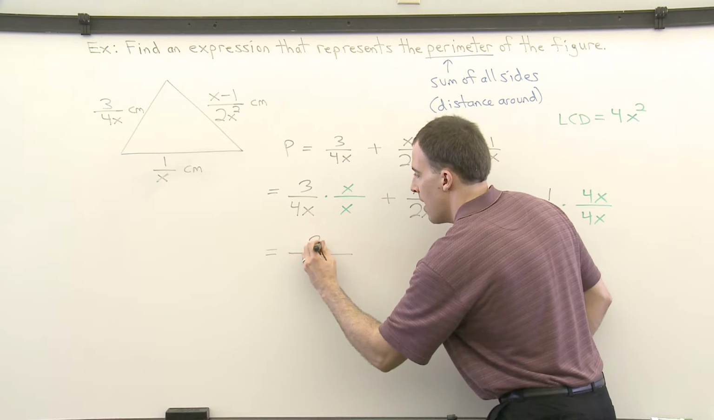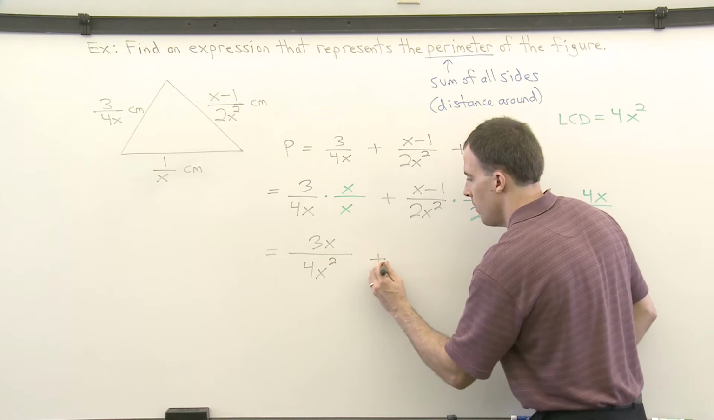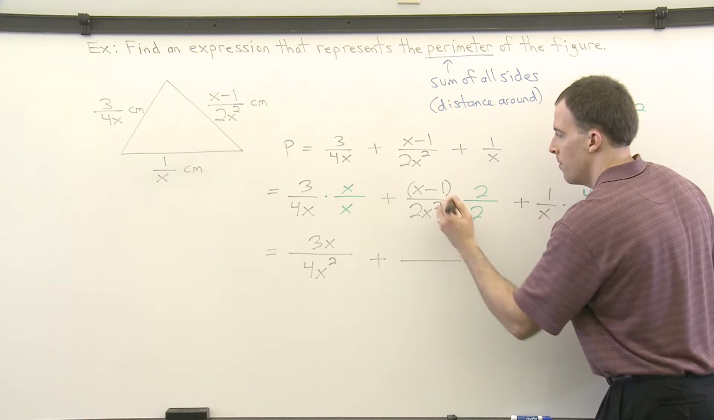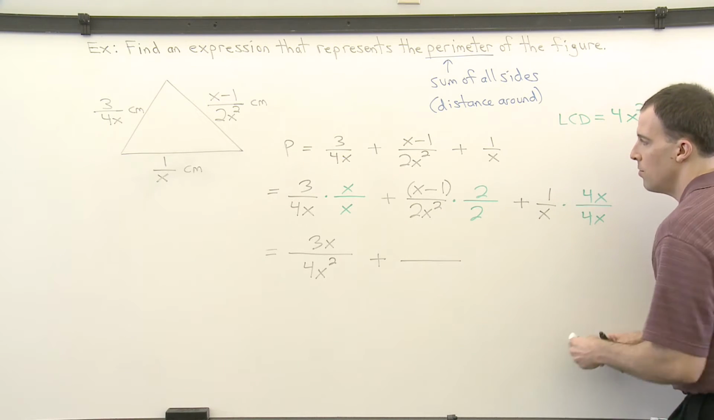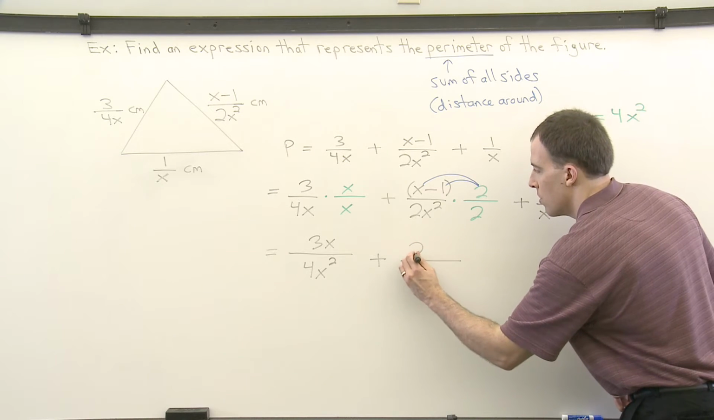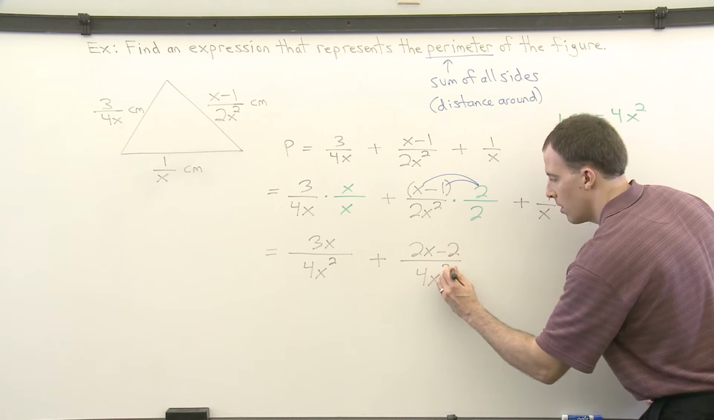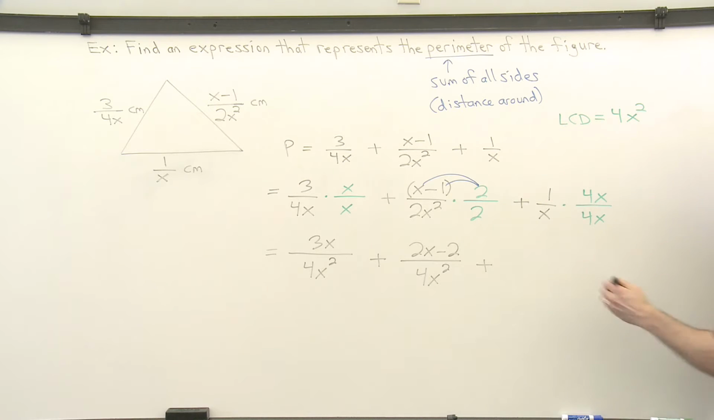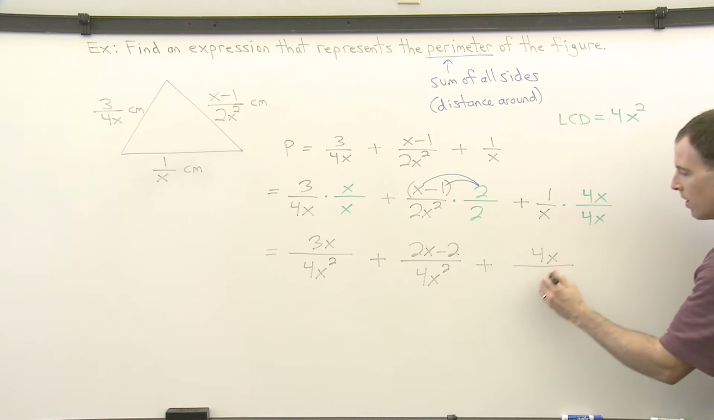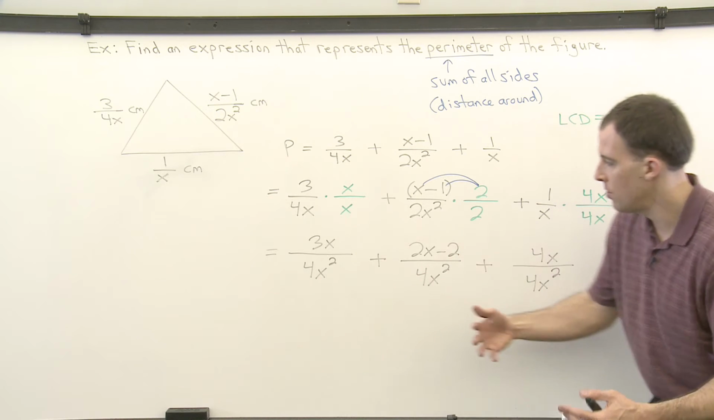3 times x would make 3x for the numerator, over 4x times x makes 4x squared. And then plus, the 2 needs to be multiplied by the x minus 1. It's a binomial there, so I'm thinking of it as x minus 1 in parentheses. The 2 needs to be distributed, so that would become 2x minus 2, all over 2x squared times 2 makes 4x squared. Plus, for the last fraction, 1 times 4x in the numerator makes 4x, and then x times 4x in the denominator makes 4x squared. All three fractions have the same denominator, and we're ready to make it a single fraction now.